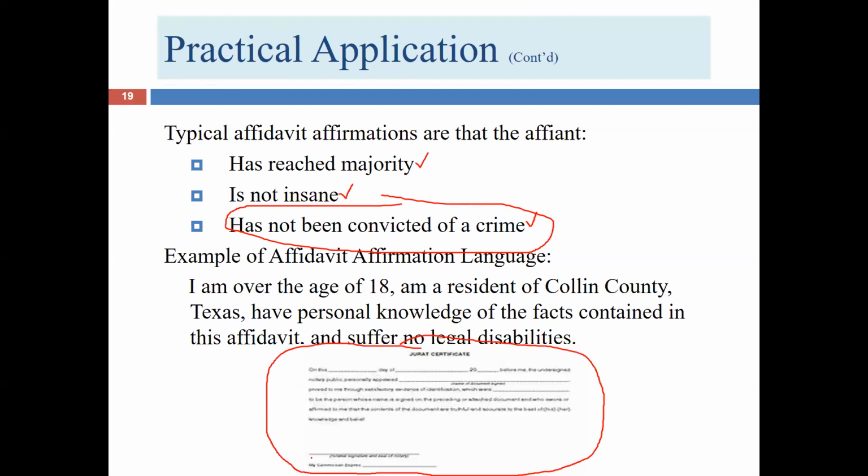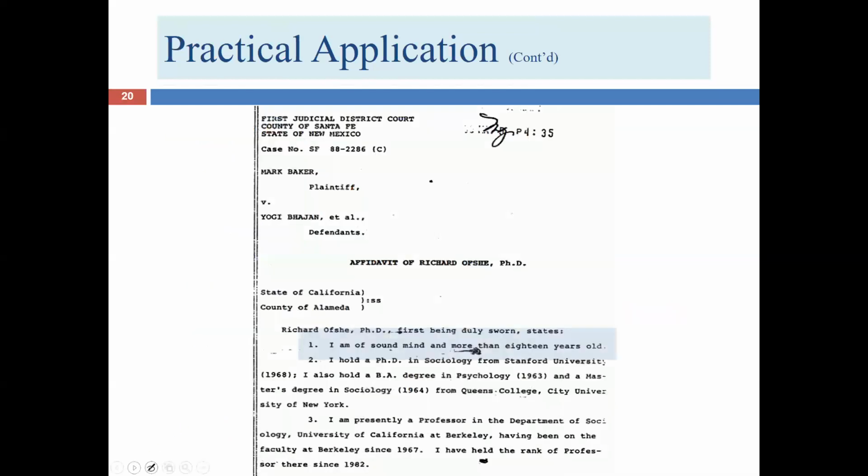The notary would sign here and indicate when his or her commission ends, and it's the part that explains that the statement is under oath.